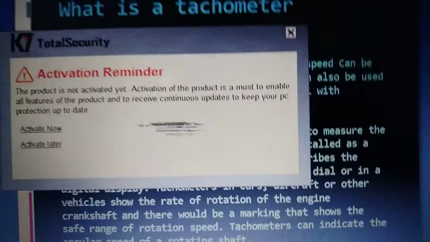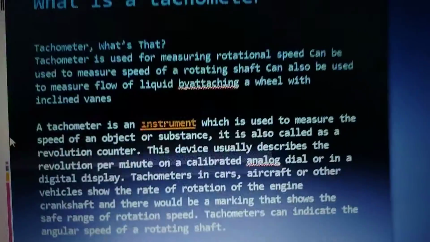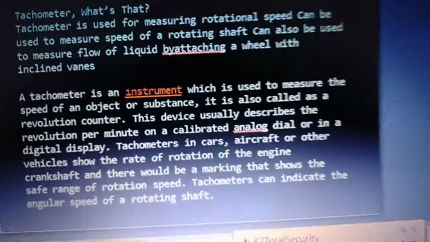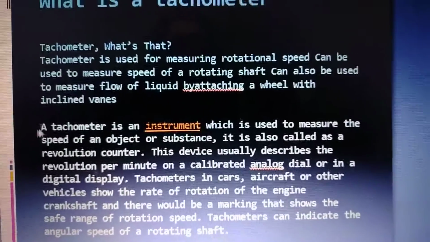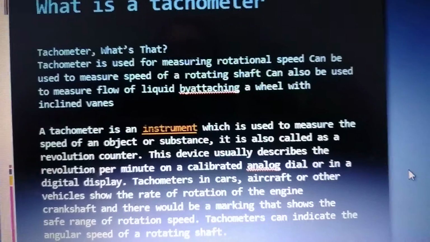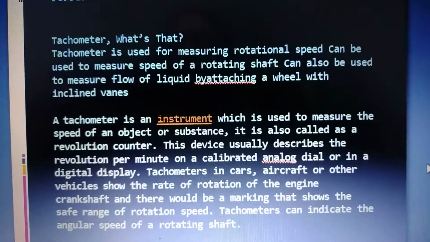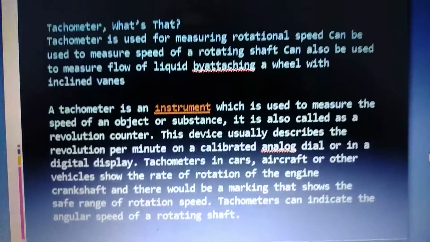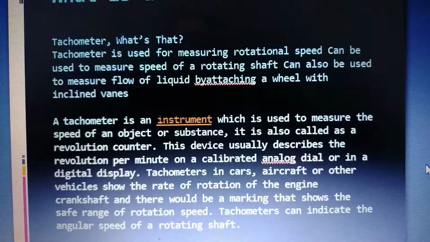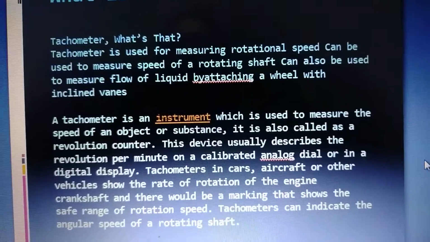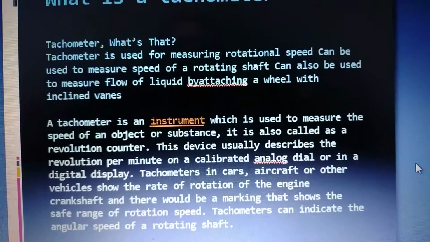A tachometer is a transducer. It is one of the important devices for measuring angular speeds. A tachometer is an instrument which is used to measure the speed of an object or a substance. It is also called a revolution counter. This device usually displays the revolutions per minute, RPM. It is calibrated on an analog scale or digital scale.